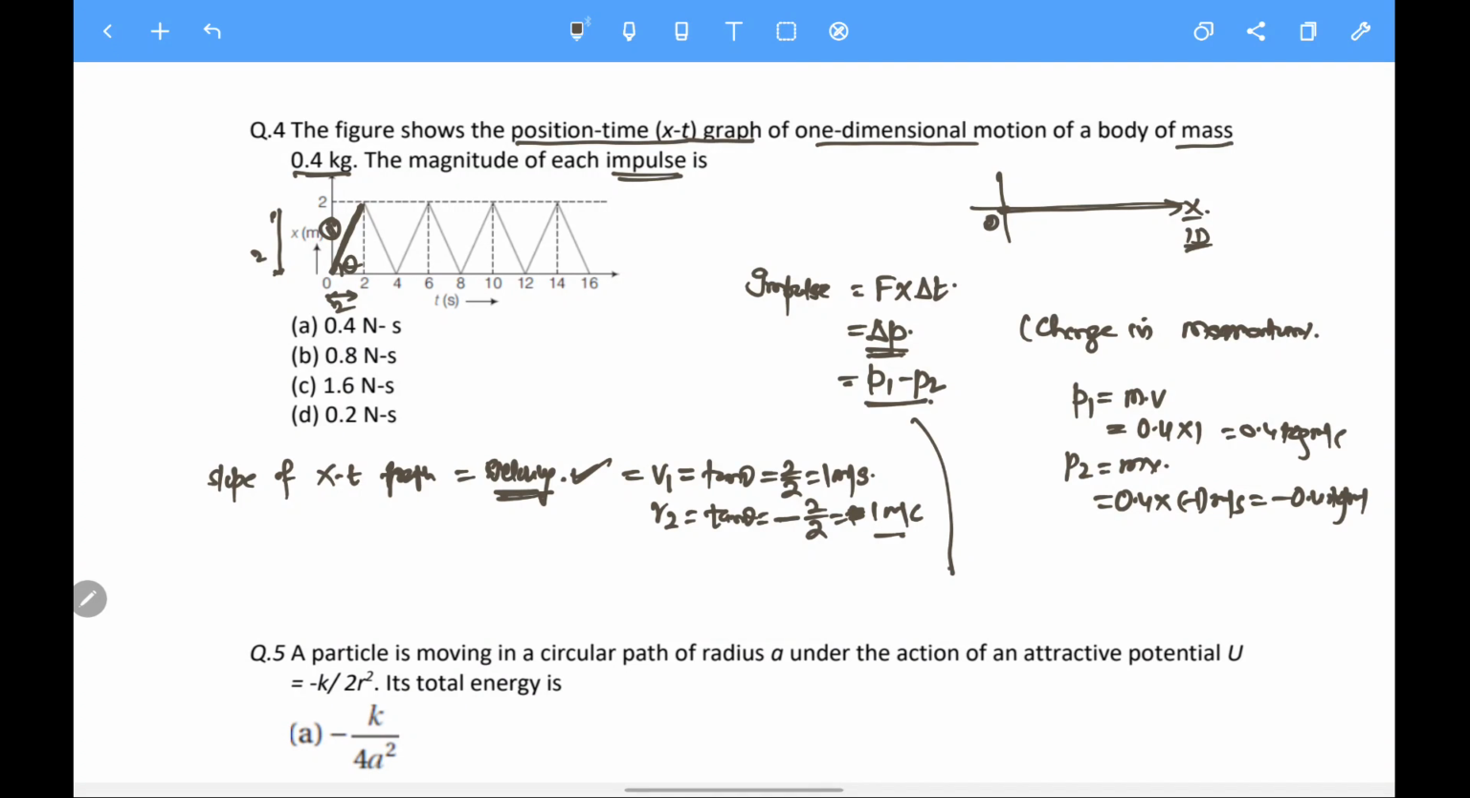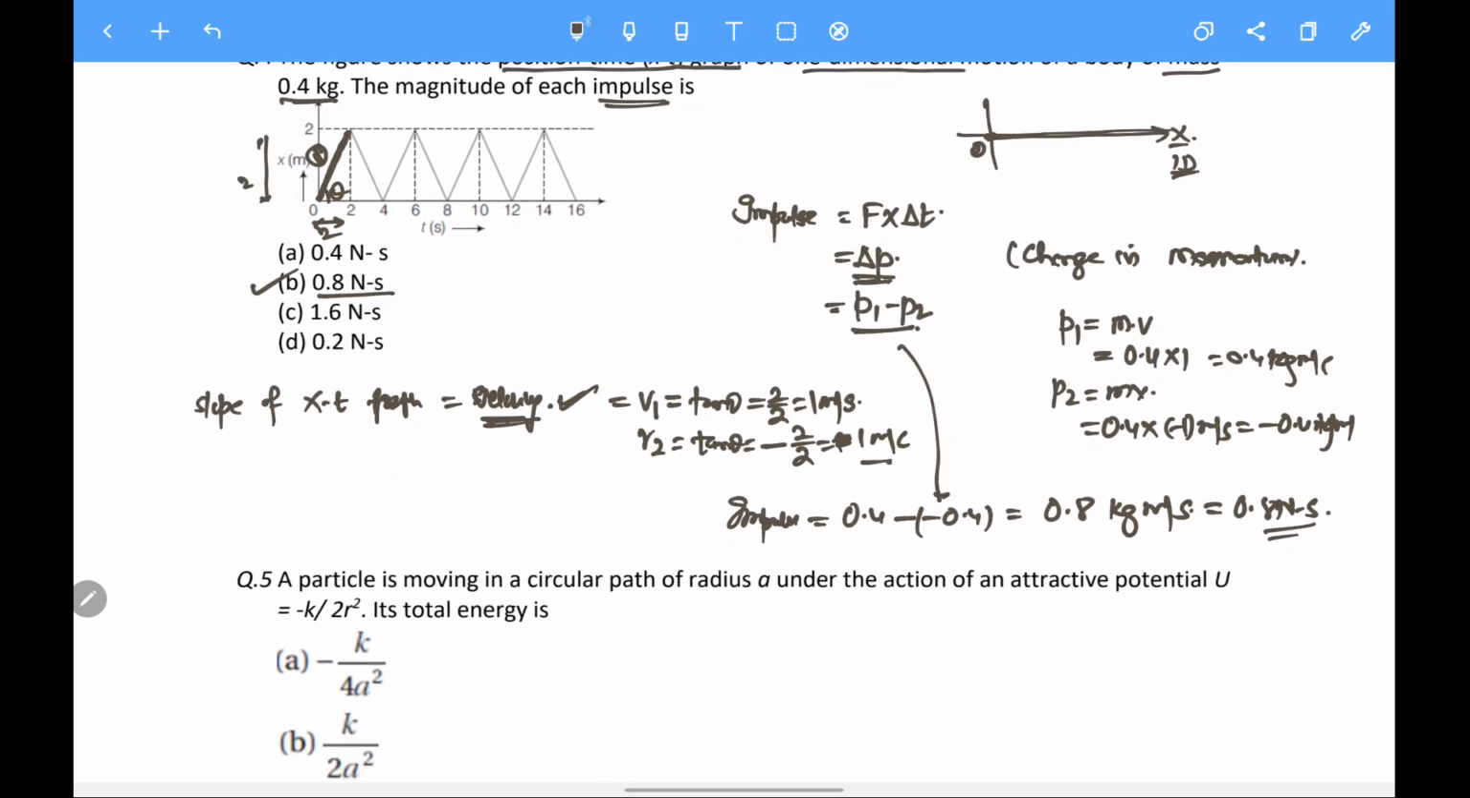So from the formula of impulse, we can calculate that change in momentum is P1 minus P2. P1 is 0.4 minus and P2 is minus 0.4. So it is equal to 0.8 kilogram meter per second. It can also be written in the form of Newton second, because Newton is kilogram meter per second square. So we can also write it as Newton second. So option B is the correct option.